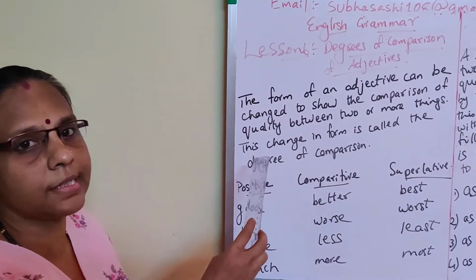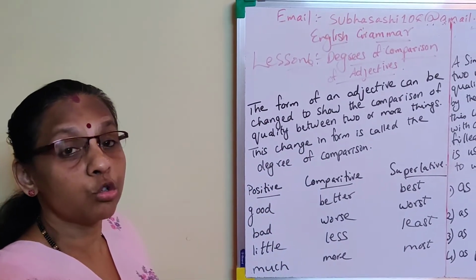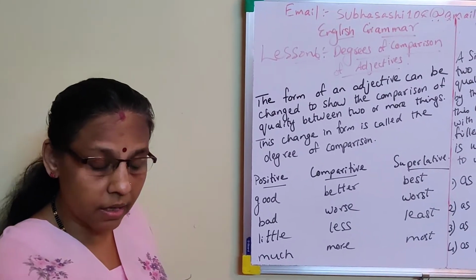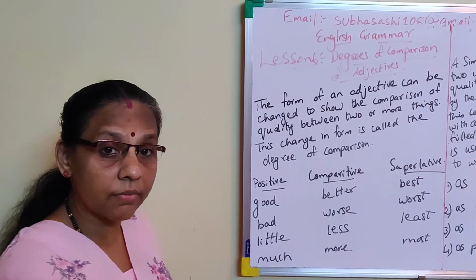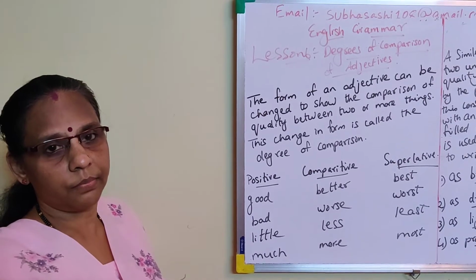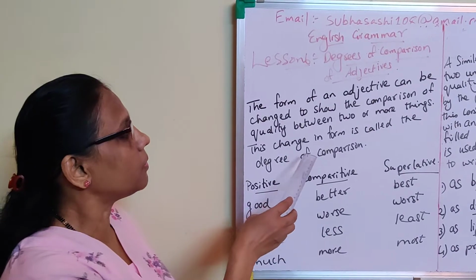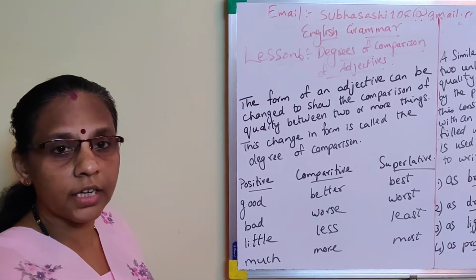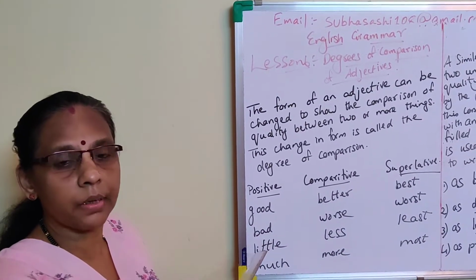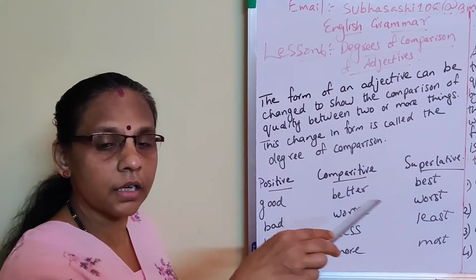So, what is the definition you see? The form of an adjective can be changed to show the comparison of quality. How? By showing the comparison of quality between 2 or more things. So this is called degree of comparison. What are the degrees of comparison? Positive, comparative, superlative. Here I have given you examples. 2 more examples I have given: hot, hotter, hottest; near, nearer, nearest.